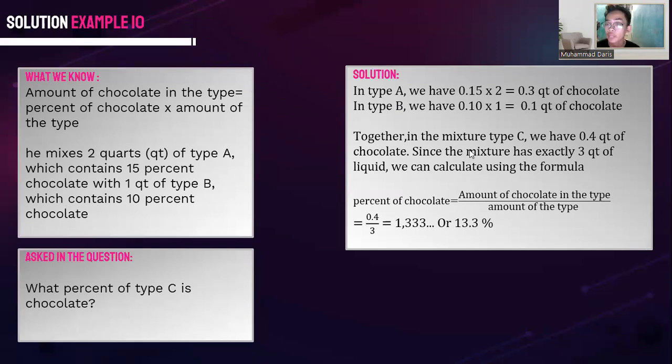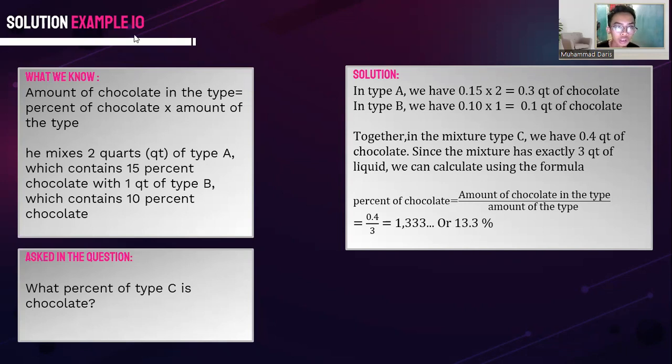Solution: in type A we have 15%. It means 0.15 times 2 is equal to 0.3 quarts of chocolate. In type B, we have 0.10 times 1 is equal to 0.1 quarts of chocolate. Together in the mixture type C, we have 0.4 quarts of chocolate, since the mixture has exactly 3 quarts of liquid.